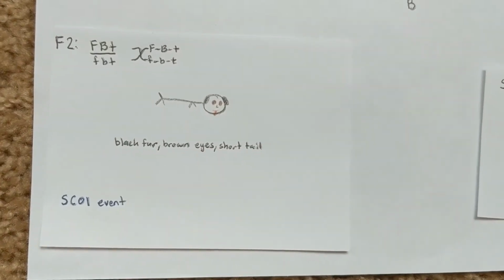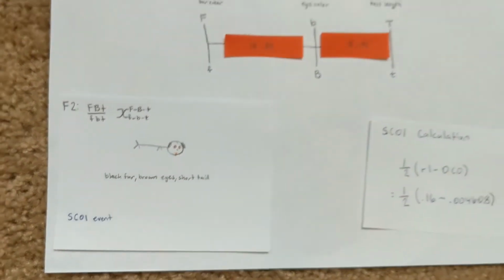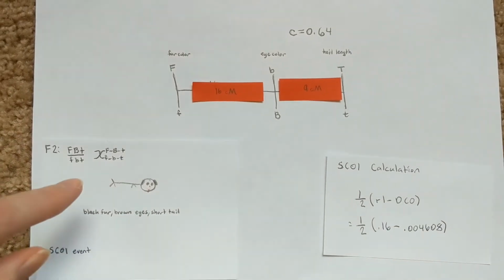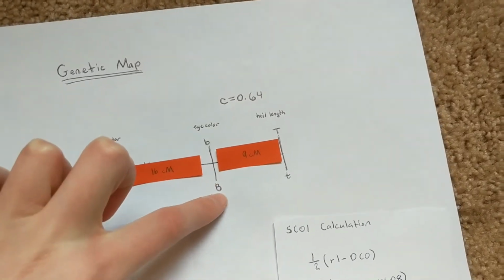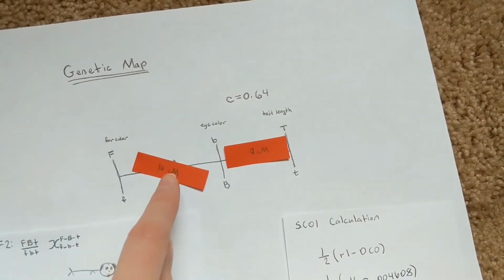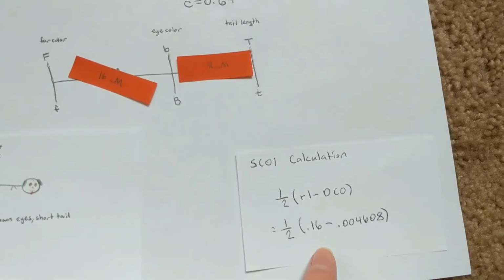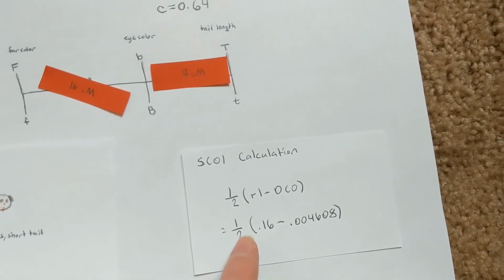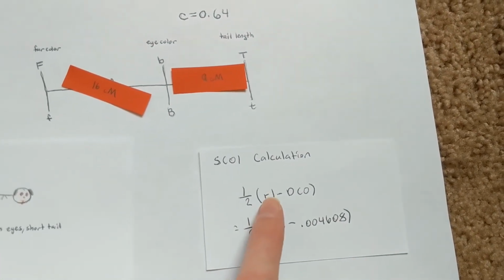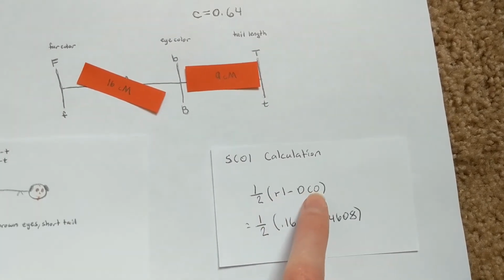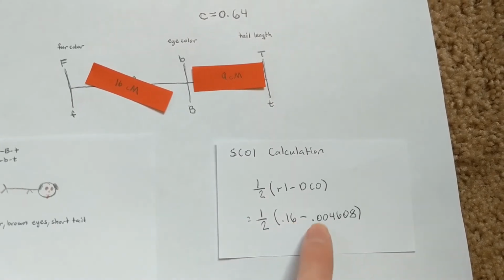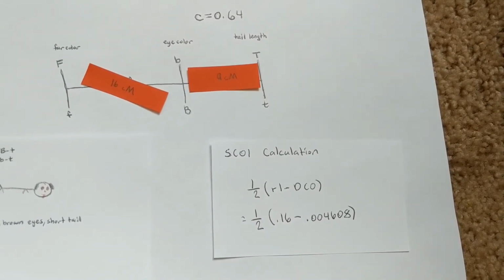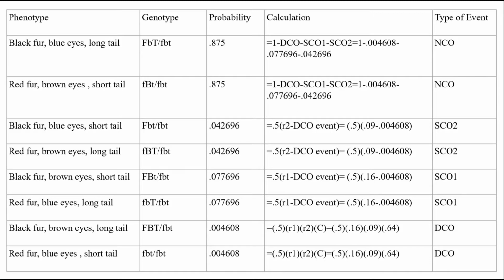Now if we look at a gamete that got its genotype because of a single crossover event, we can see that the only way for this gamete to have black fur, brown eyes, and a short tail is to have a single crossover event at R1. The probability of this happening is 1/2 times the R1 value minus the double crossover event, and you're going to get 1/2 times 0.16 minus 0.004608. The table shown here shows what the predicted probability for all 8 gametes are.